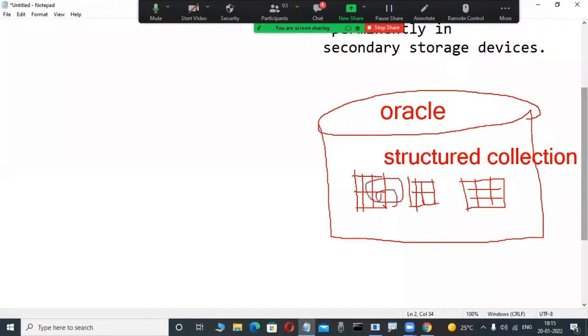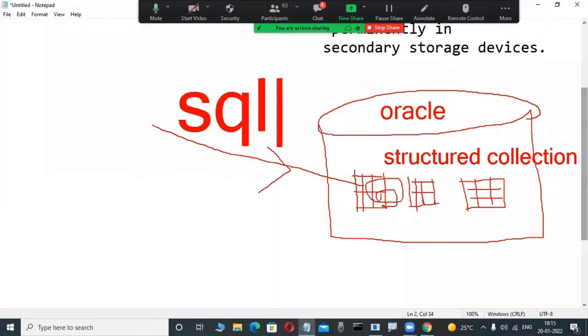Once a structured collection of data is there, we need a language to operate on this data. What is that language? Maybe anybody has an idea? SQL, structured query language. Through this language we operate on the structured data in relational databases. But MongoDB and those types of databases are different. There is no SQL there; that uses JavaScript and those types of languages.